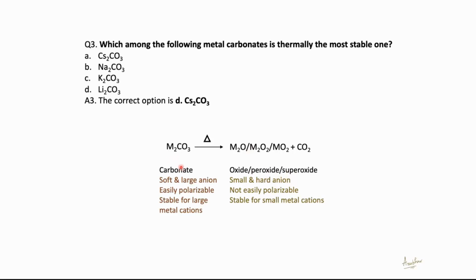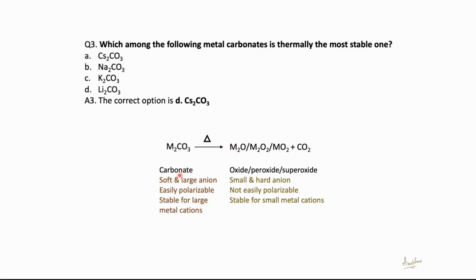So whenever an anion is soft and large in size, it is easily polarizable. What do we mean by that? The electron clouds of the anion will be more easily distorted. That's why whenever we have a metal with a very high ionic potential, that is smaller in size, a hard cation, suppose in the case of lithium, lithium will polarize the carbonate anion more than cesium, because cesium is larger in size. That's why in the case of Li2CO3, Li+ cations, because they have a high ionic potential, will distort the electron cloud of carbonate and they will form the corresponding oxide.